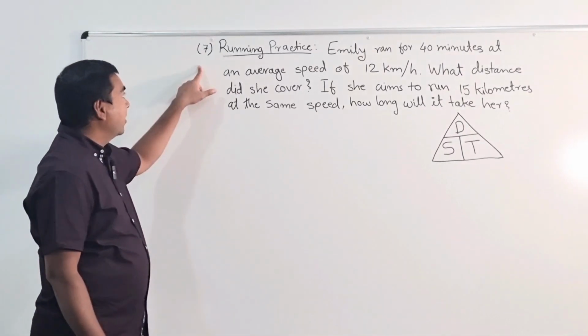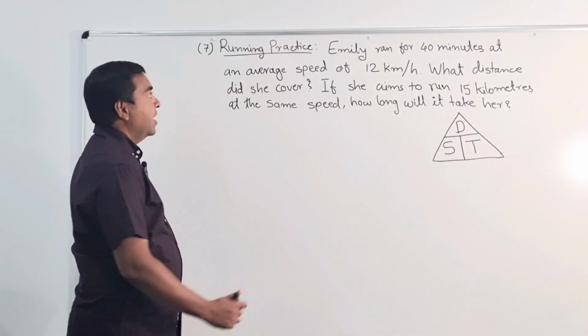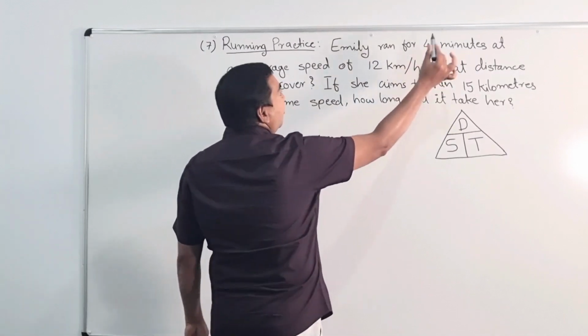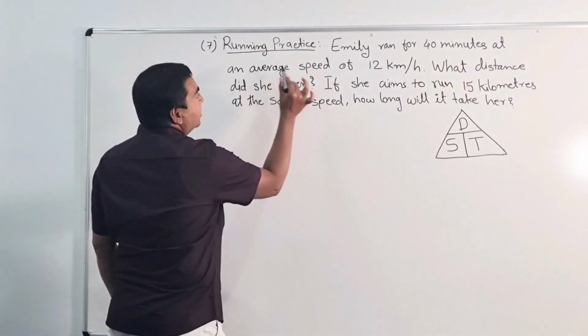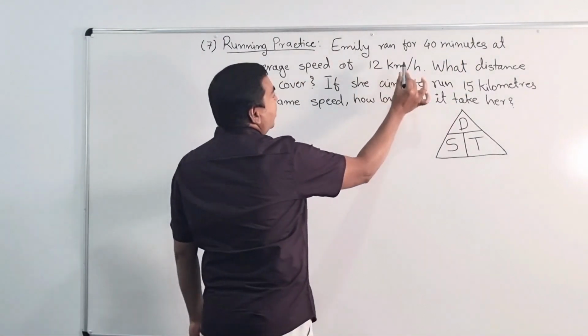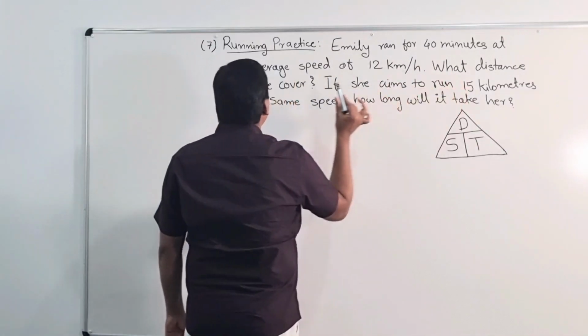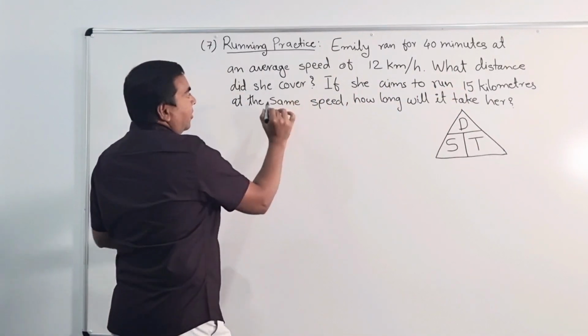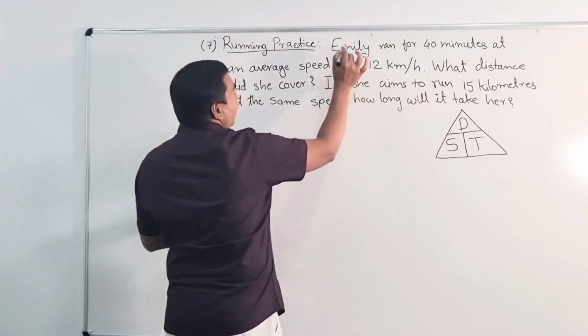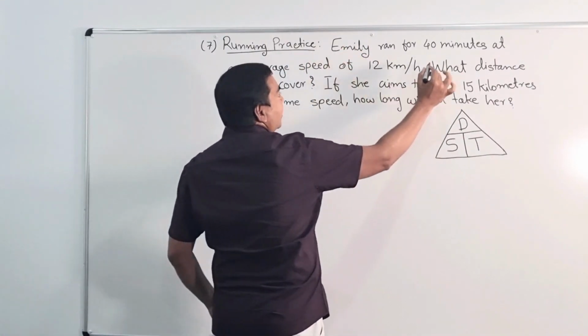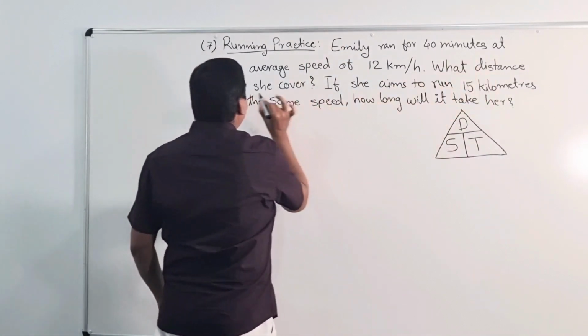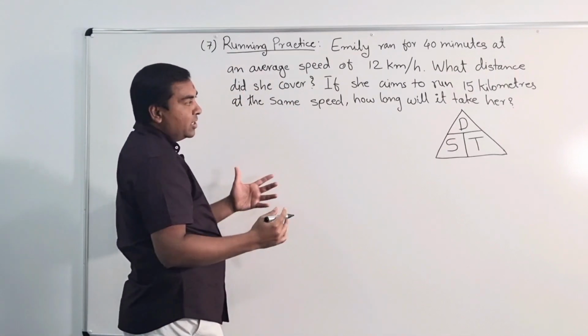Question number 7. Running practice. Emily ran for 40 minutes at an average speed of 12 km per hour. What distance did she cover? Before we read the further part, let's focus on that because they're asking us what distance did she cover. So we need to find out the distance.